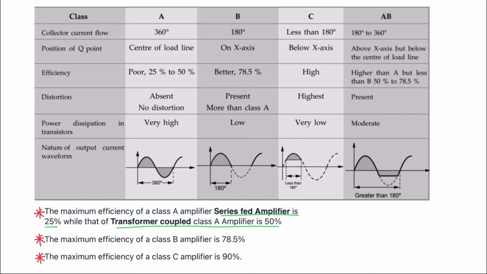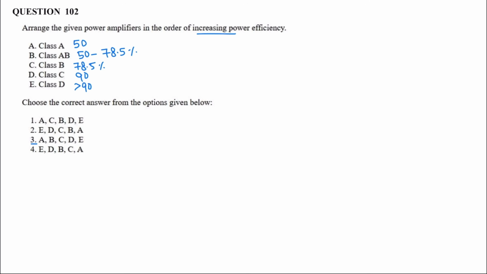The maximum efficiency of class B is 78.5%. Maximum efficiency of class C power amplifier is 90%. The efficiency of class AB power amplifier is higher than class A and less than class B power amplifier. Efficiency of class AB lies in between A and B. So the correct sequence of increasing order is class A, class AB, class B, class C, class D. Correct answer is option 3.